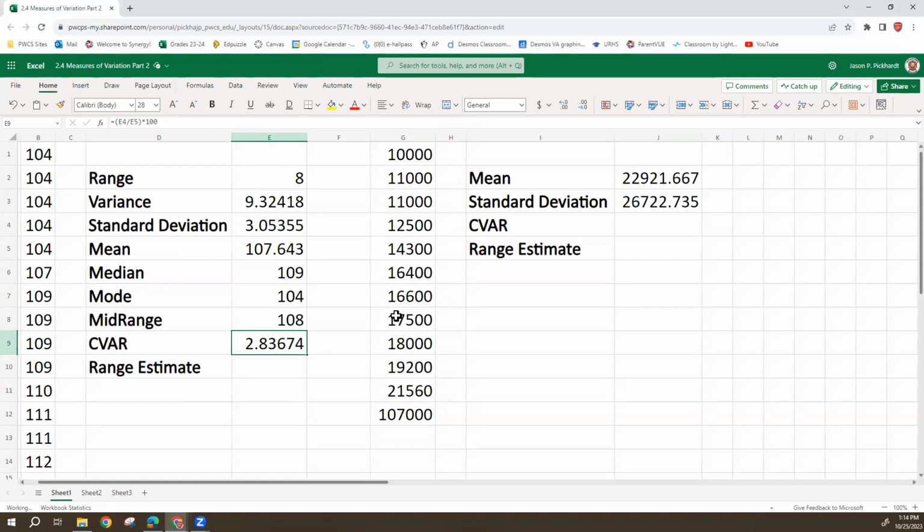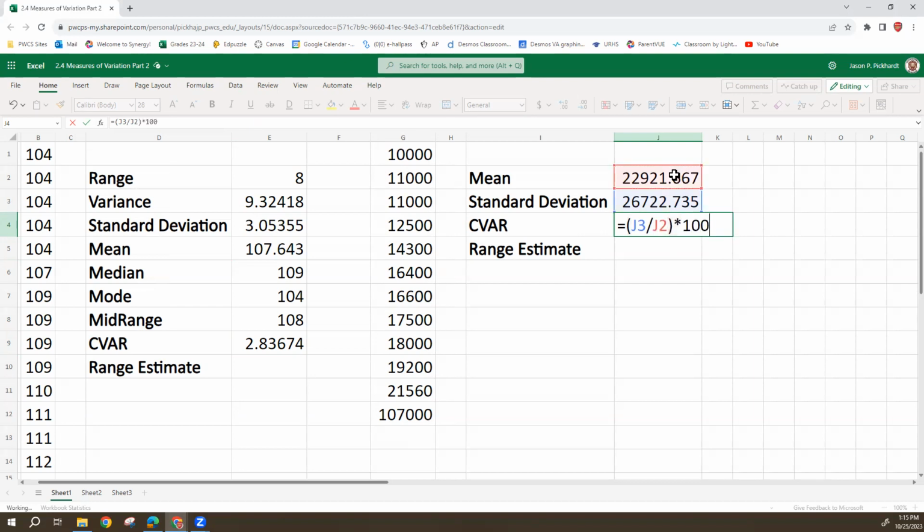I believe this was teacher salaries. This is the teacher salaries in South Carolina. And so I can do the same thing. I can take my standard deviation, and I'll start with parentheses, divide it by my mean, and then multiply by 100. And so now we would be able to compare which groups are more variable.